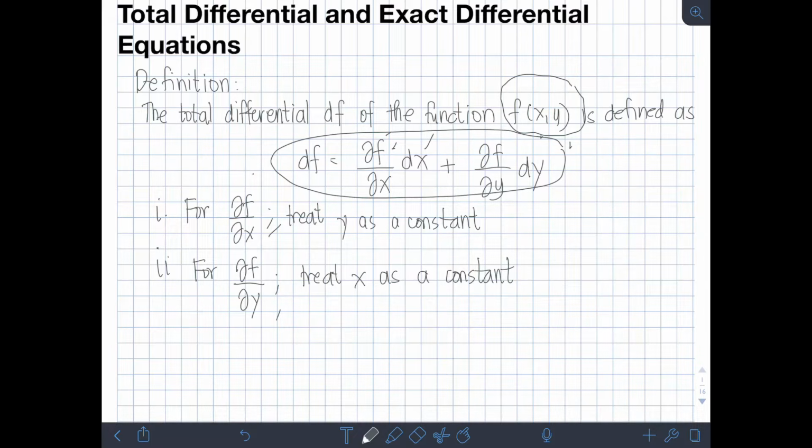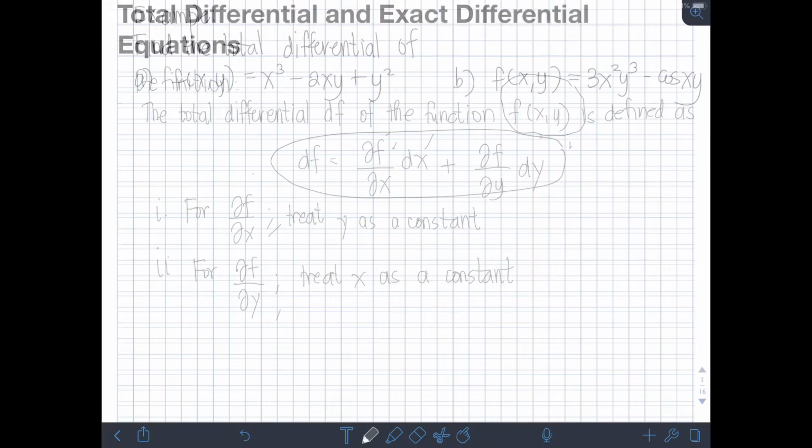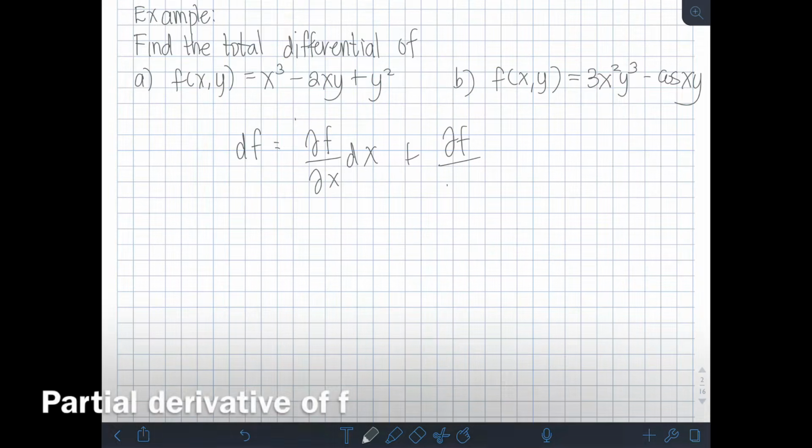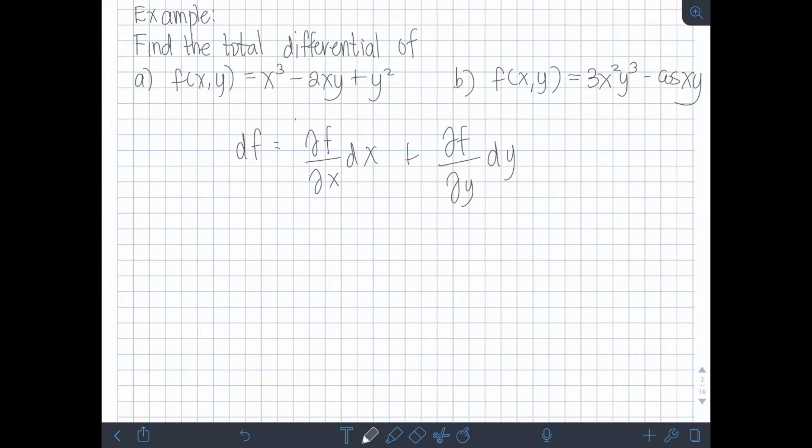Okay, so para ma-illustrate, mag-solve tayo ng examples. So, for the first example, we have find the total differential of f of x, y is equal to x cubed minus 2xy plus y squared. Okay, so ang formula uli natin for total differential ay df is equal to partial derivative of f with respect to x dx plus partial derivative of f with respect to y dy. Okay? So ngayon, hanapin natin itong partial derivative of f with respect to x.